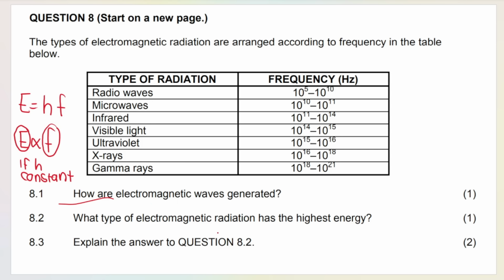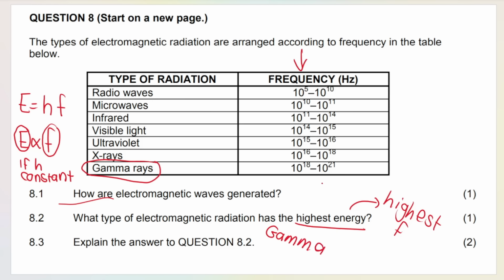So to find out which of the radiation has the highest energy, I need to look for the ones with the highest frequency. That's it. So you look on the table. Here's your table. This is frequency. You look for which one has the highest frequency, and that is clearly gamma rays. You should know that anyway. Gamma rays have the highest frequency, therefore they have the highest energy. And that will be your answer to 8.3. Explain the answer to the question. So I'll write that out for you now.